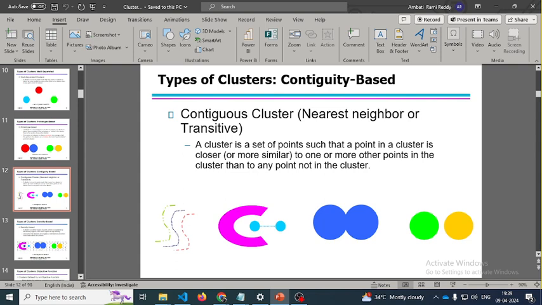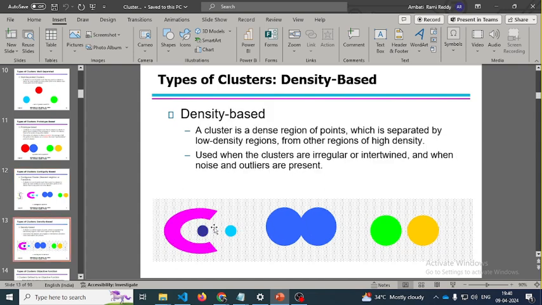What does this continuous cluster mean? A cluster is a set of points such that a point in a cluster is closer to one or more other points in the cluster than to any other point not in the cluster. Based on this observation you can say this is a kind of continuous cluster. You may have so many data points that have formed like this.